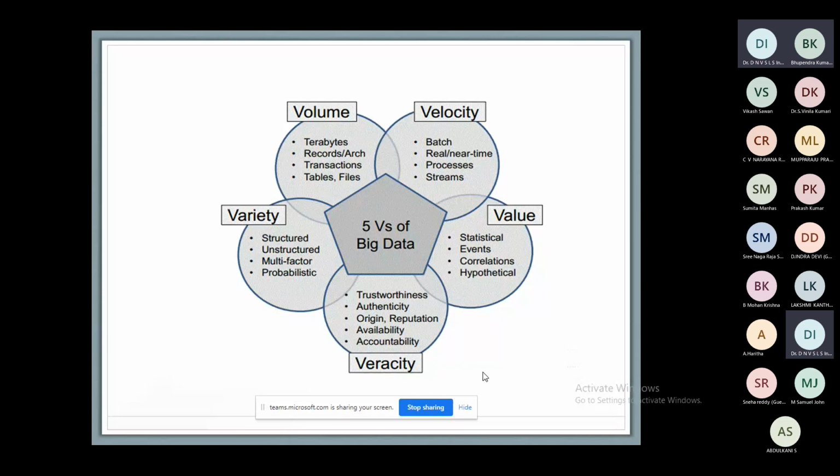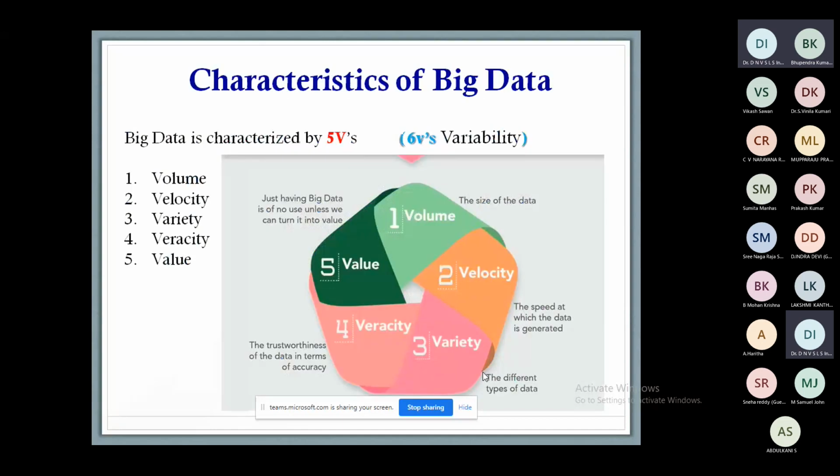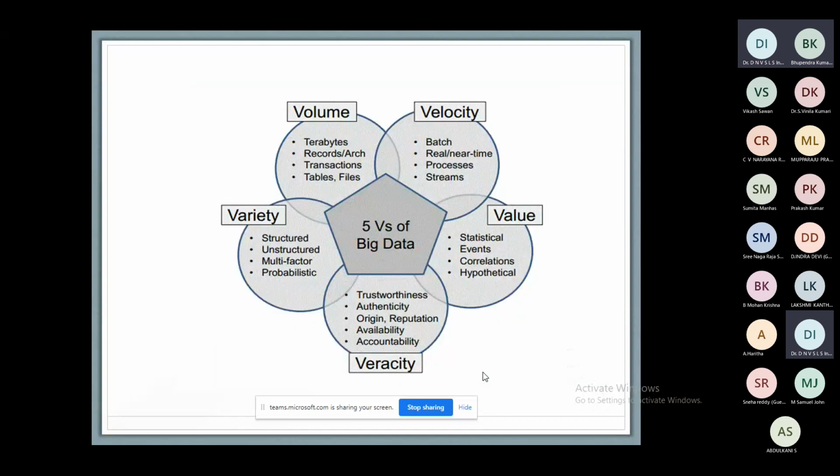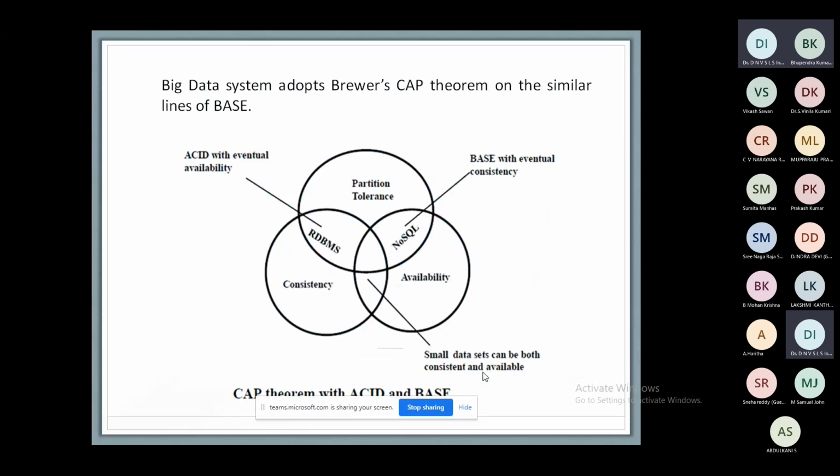Types of big data. Here the V's are characteristics of big data, and the types, that is the variety of big data, are structured data, unstructured data, semi-structured data, and multi-factor data. So coming to the properties of big data, I think you know the database management system properties.